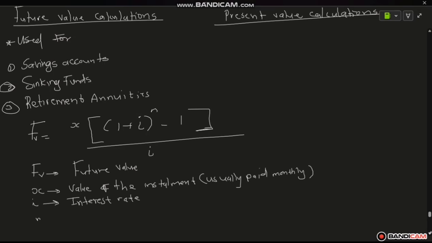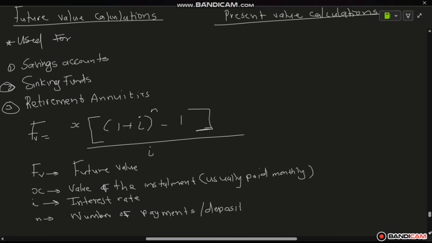So don't forget those three: savings accounts, sinking funds, RAs, retirement annuities. Then n is the number of payments, or we can also say the number of deposits or the number of compounding periods. It is important to take note that the above future value formula can only be used for payments or deposits made at the end of a period and at the end of n periods, unless otherwise stated.